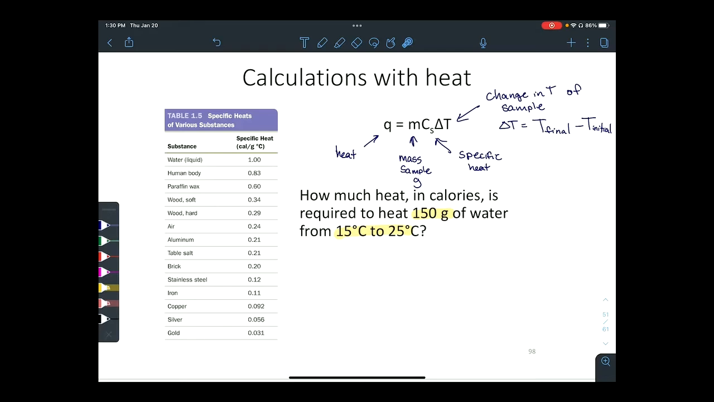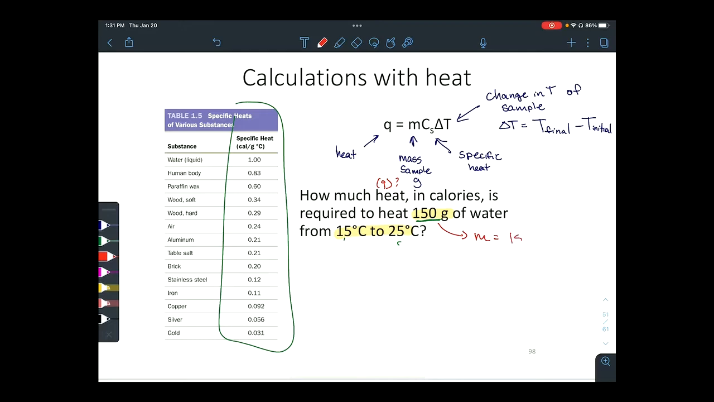Here are all the numbers that you input to get a change in temperature of a sample. Here are some specific heats given for substances. The question is, how much heat in calories is required to heat 150 grams of water from this temperature to this temperature? Let's break this down and make sure that we get all these units. We are calculating heat, so this is Q. We want to know Q in calories. We are heating 150 grams of water, so that 150 is mass. So that's Q equals M.